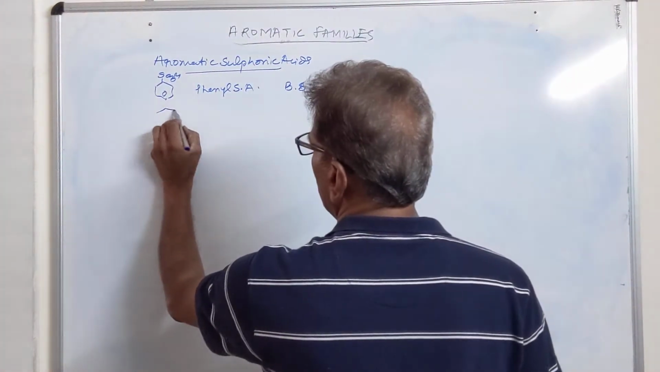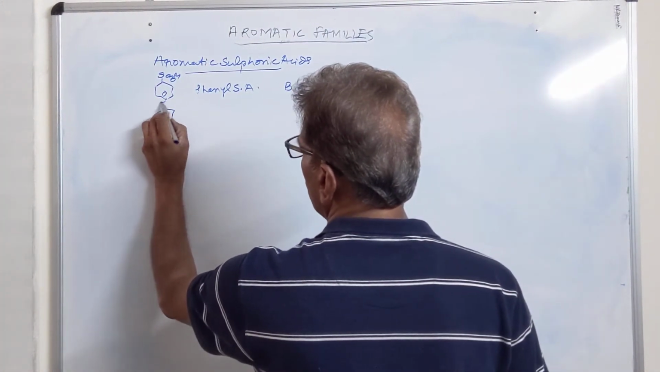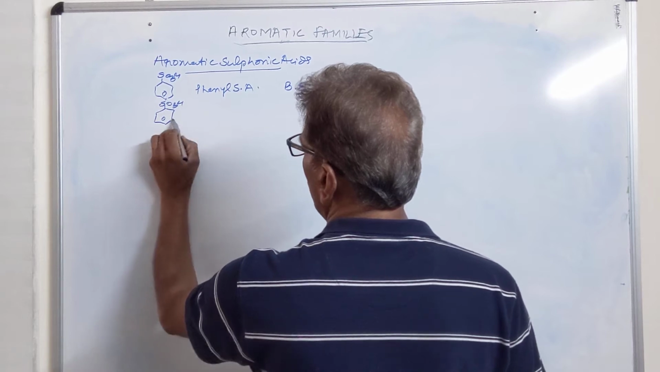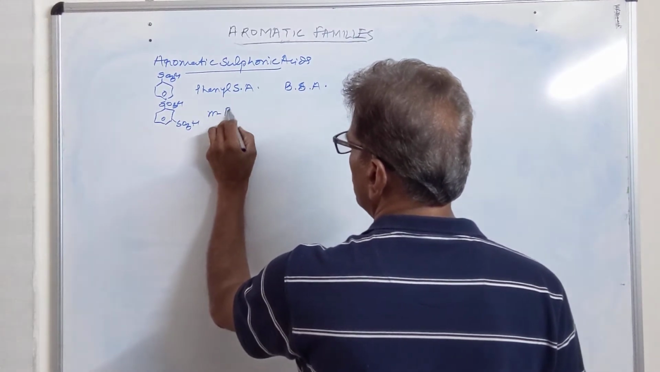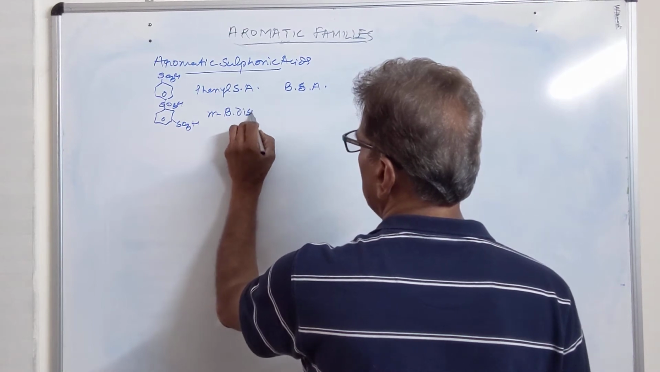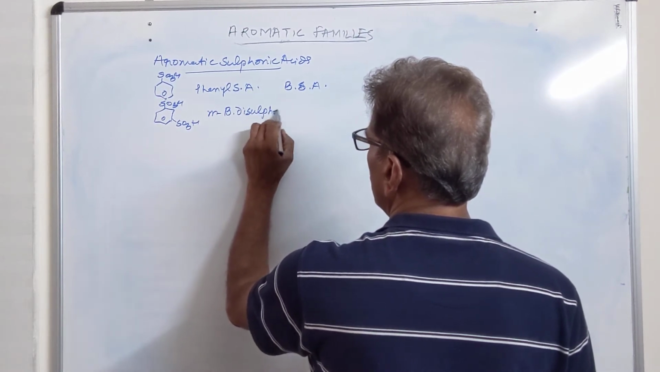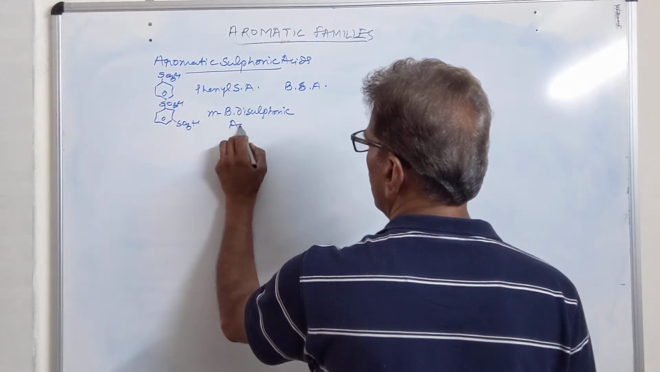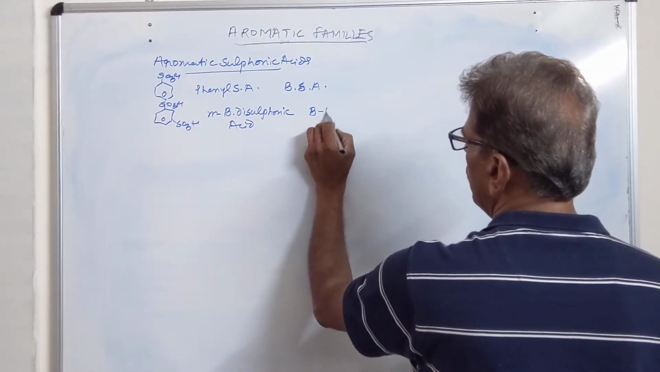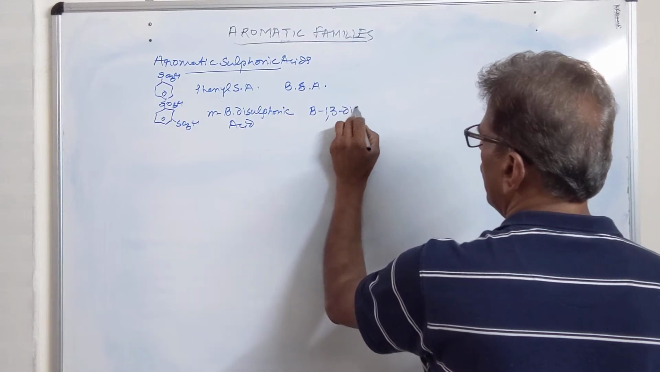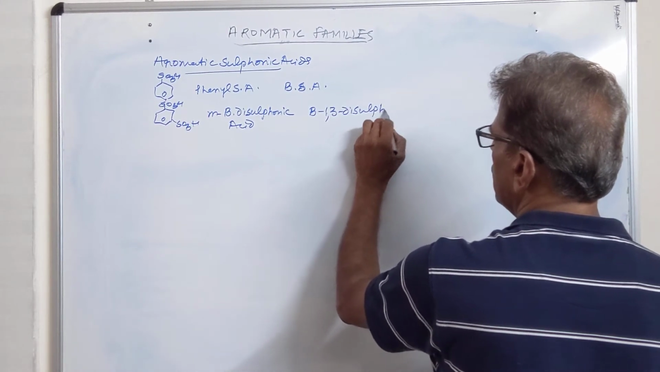Then we have two SO3H groups. This is meta benzene disulfonic acid, or this is benzene 1,3 disulfonic acid.